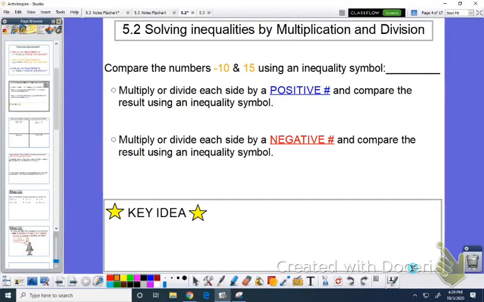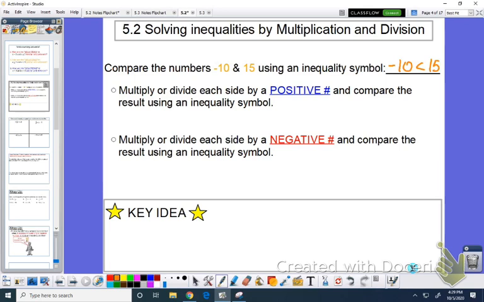Lesson 5.2, Solving Inequalities by Multiplication and Division. Compare the numbers negative 10 and 15 using an inequality symbol. We should know that negative 10 is less than 15. Now, multiply or divide each side by a positive number and compare the result using an inequality symbol.